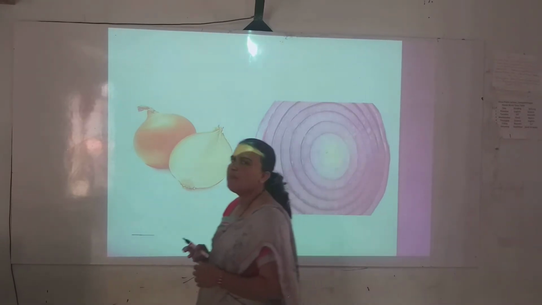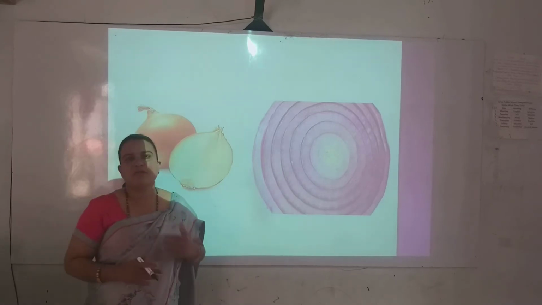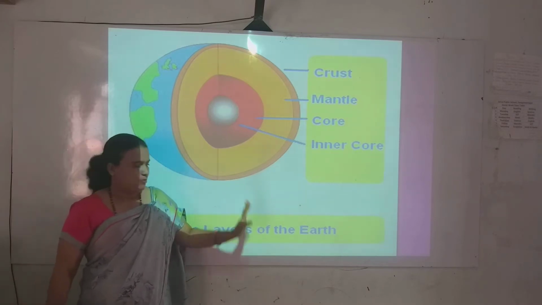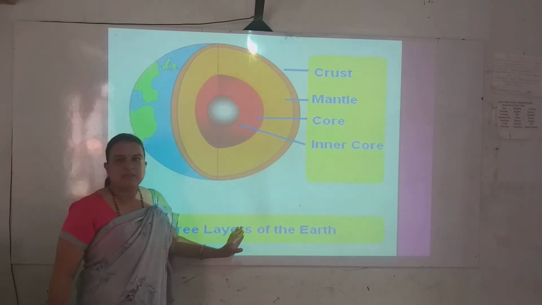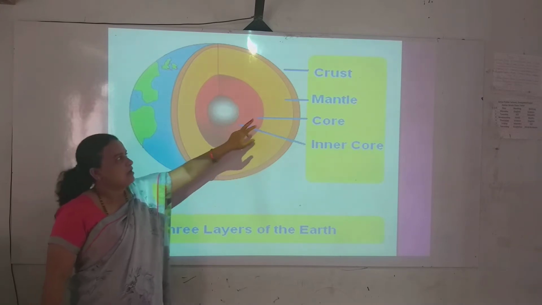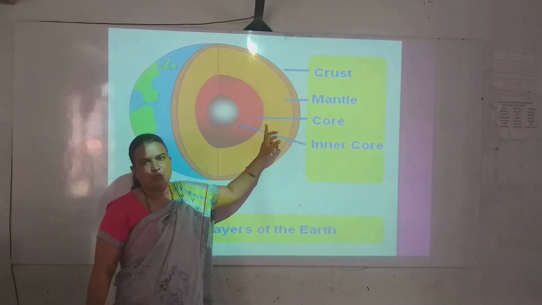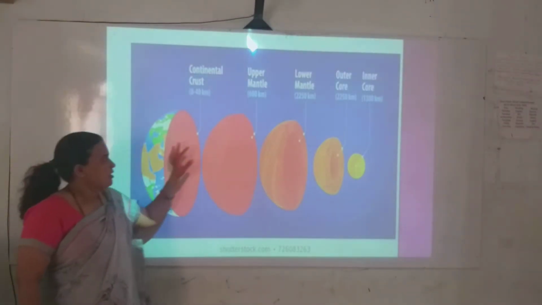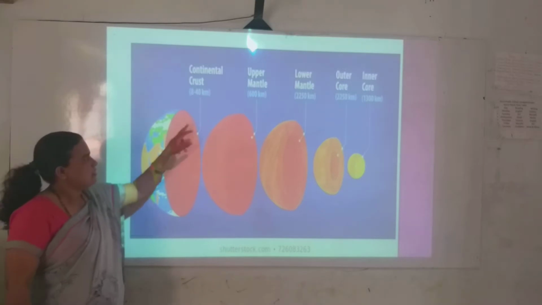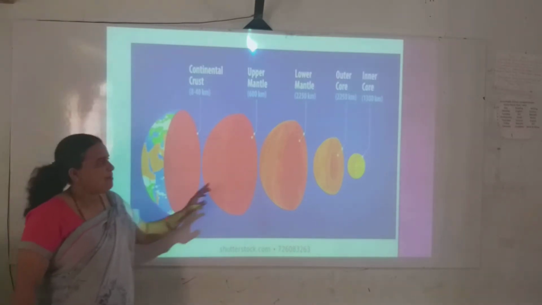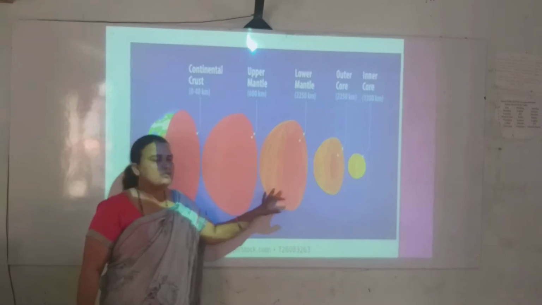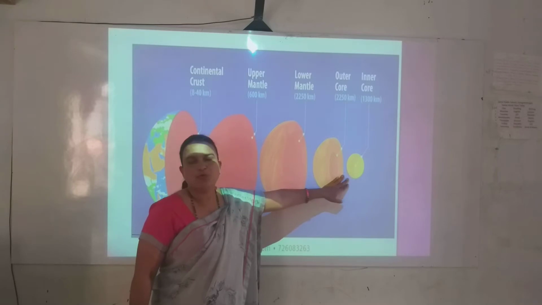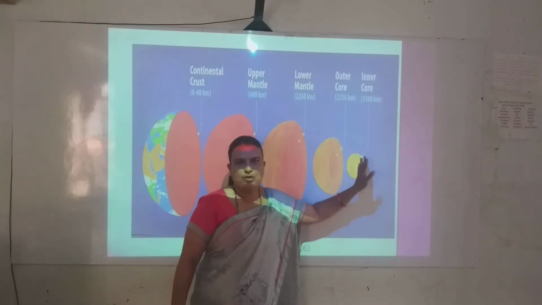Like an onion, our planet Earth is also made up of several layers. Earth is made up of 3 layers: crust, mantle and core. You can see in this image that Earth is made up of several layers. The crust is the uppermost layer, the mantle is subdivided into 2 parts, upper mantle and lower mantle, and the core is also subdivided into 2 parts, outer core and inner core.